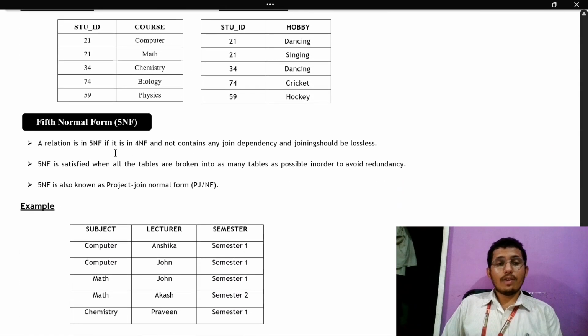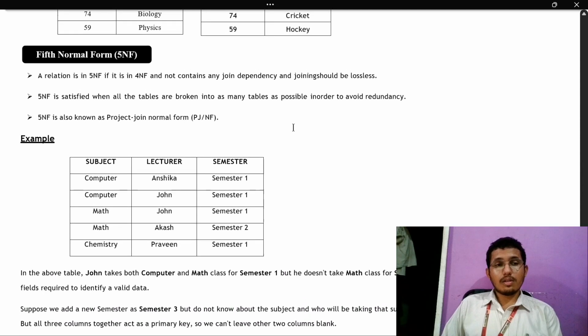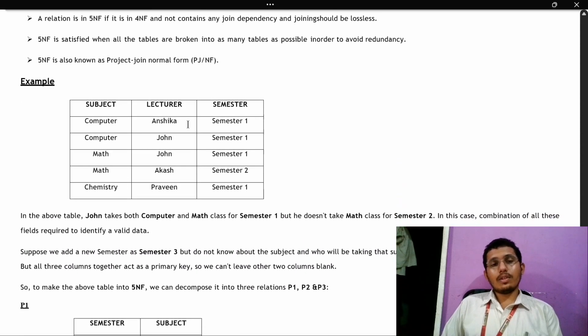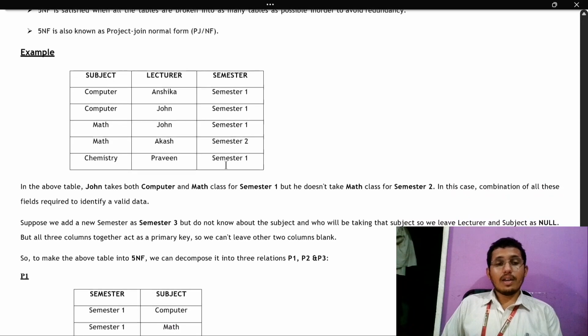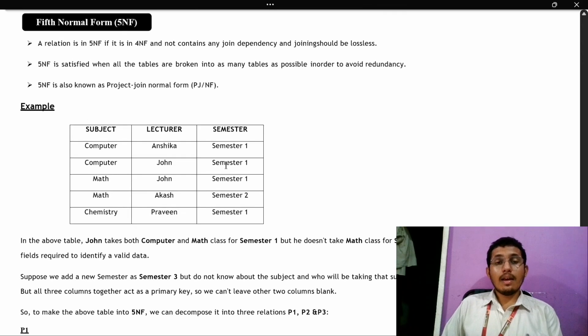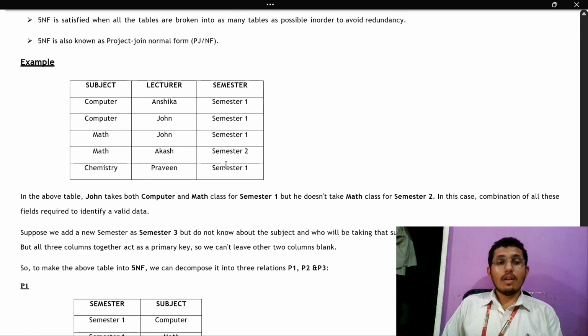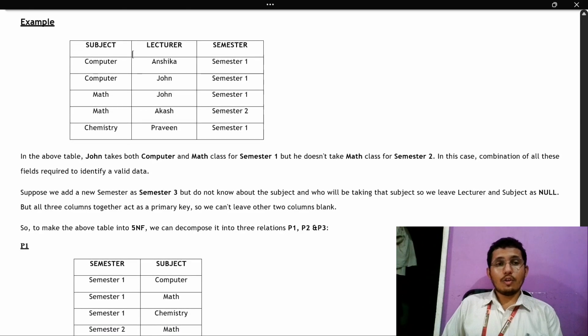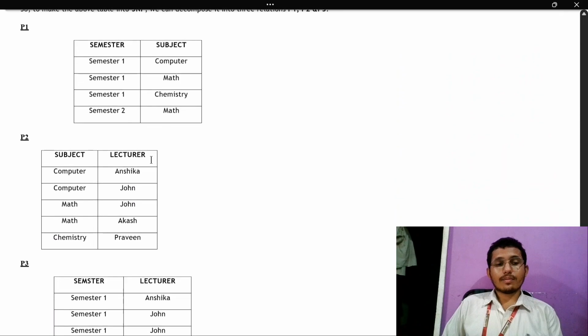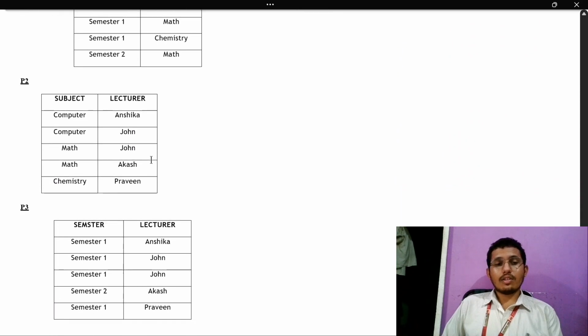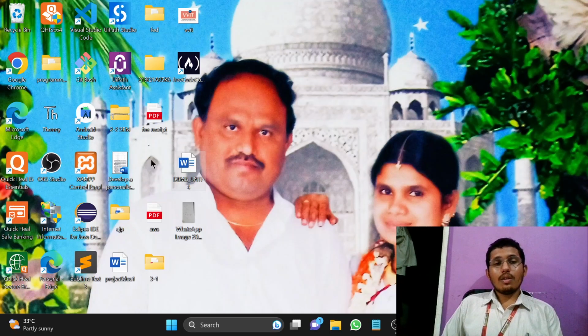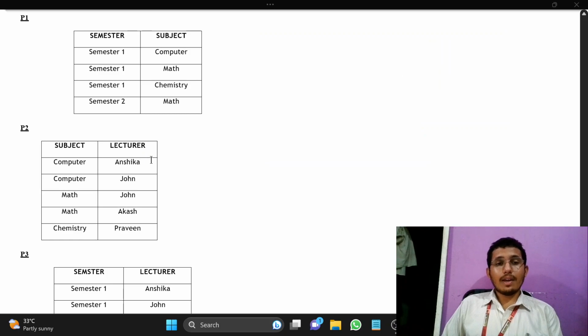The next one is 5NF. For this, the condition is that the table should be in 4NF and not contain a join dependency, and joining should be lossless. This table is not in 5NF, as it violates the rule of 5NF. So we divide the table into two: subject and lecturer, and semester and subject. And again, semester and lecturer, making three tables. Now it is in 5NF.